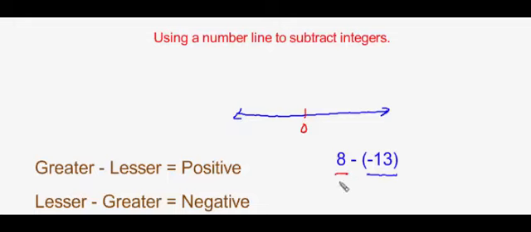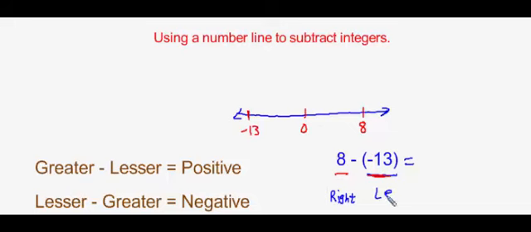So +8 would be over here, and it would be 8 units from 0. -13, to label that because it's negative, would be 13 units to the left of 0, so that would be over here at -13. And I may start just by figuring out whether my answer is going to be positive or negative. So we are taking 8, which is on the right, and we are subtracting -13, which is on the left.